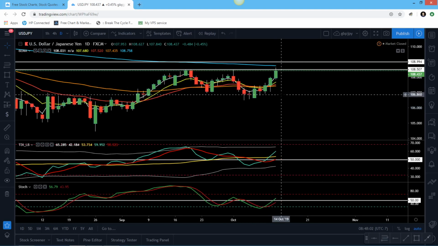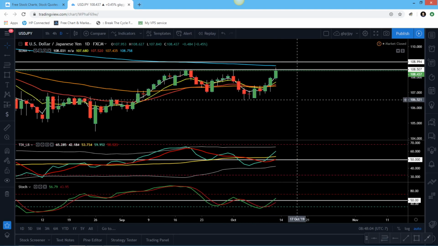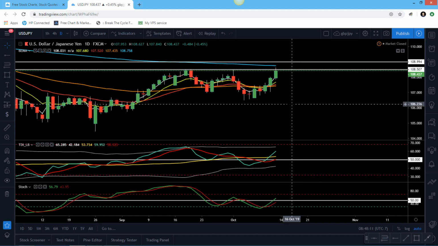That's just part of my trading plan, some of the things I use. We'll go over those in some other videos, and you can decide if you want to utilize some of the same things as well.